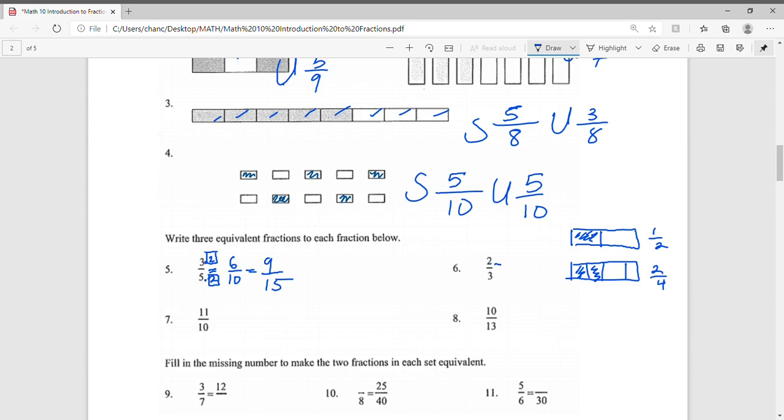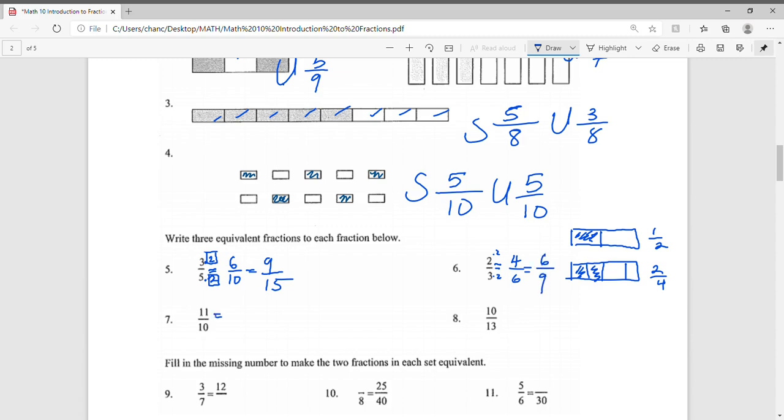For 2/3, I can multiply the top and bottom by 2. Again, this is equivalent to a fraction that's equal to 1. 2/2 is equal to 1. And this produces 4/6. We can multiply the top and bottom by 3 now, and I get 6/9.